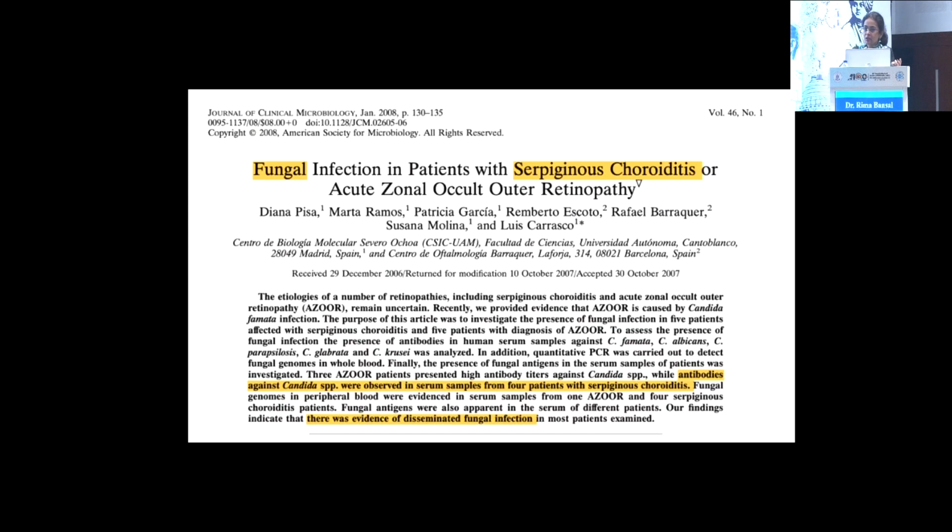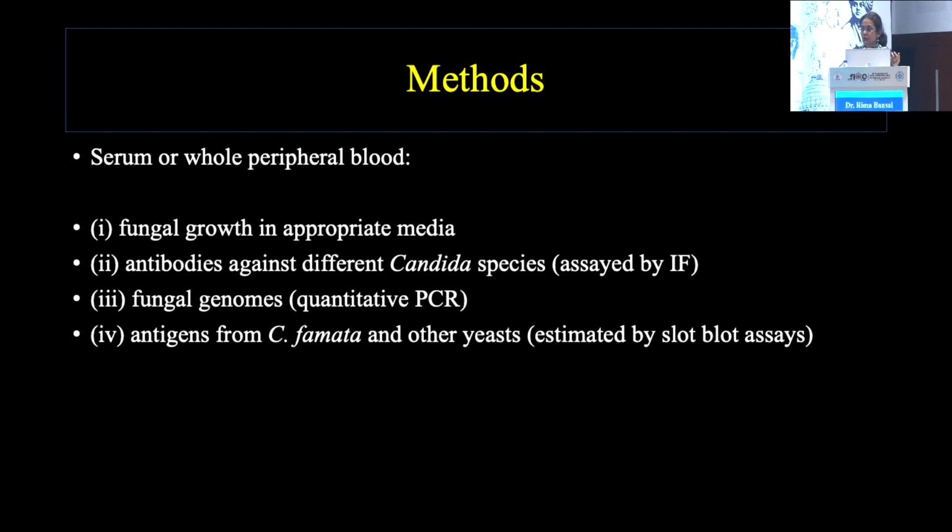And again, there is a series where they have pointed out fungal etiology in patients with serpiginous choroiditis. The important point is that the authors haven't given the reason for why they suspected fungal, but they tested serology and PCRs from the blood samples, and they found positive reports of various species of Candida from the blood of these patients. So what they did was test the serum or the whole peripheral blood. They checked for fungal growth in the appropriate media. They also tested antibodies against different Candida species by immunofluorescence.